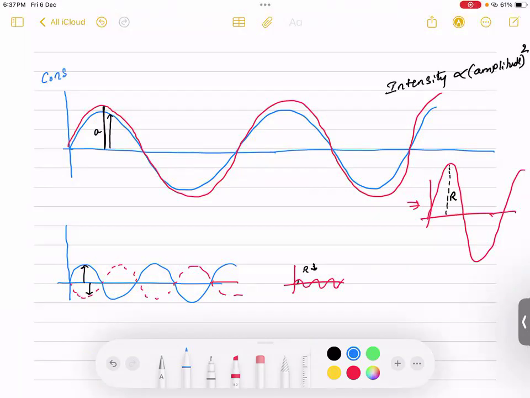Two types. One is called constructive, the other is called destructive interference. How many types of interference do we have? Two types. One is called constructive interference, the second one is called destructive interference. In the constructive interference, what happens to the resultant amplitude and the intensity?